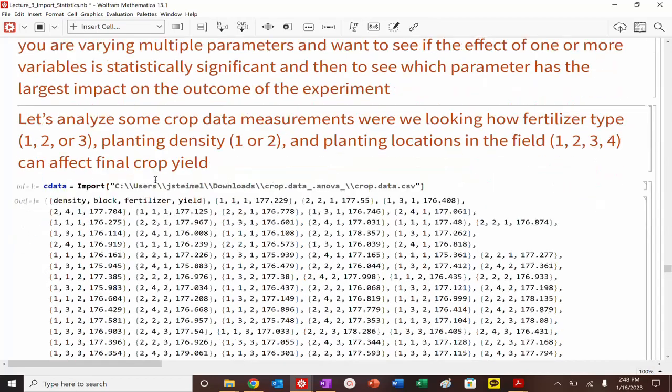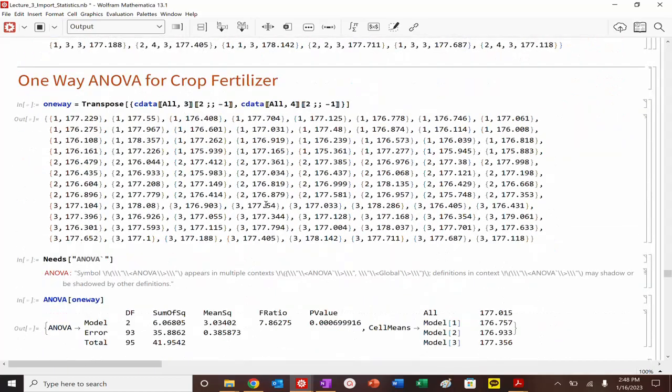So what we're going to do today is look at some crop data. In these crop data measurements, we're looking at the fertilizer effect. We have fertilizer 1, 2, or 3. We also have planting density 1 or 2, low or high density, and planting locations, which are blocks. Where do we actually plant our crop? And then the final outcome is the yield, so crop yield.